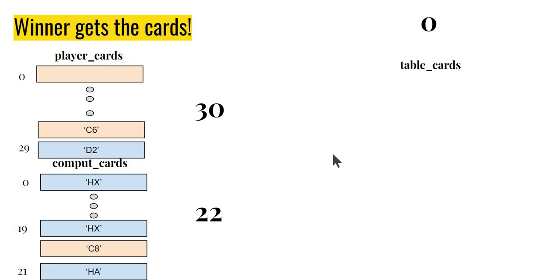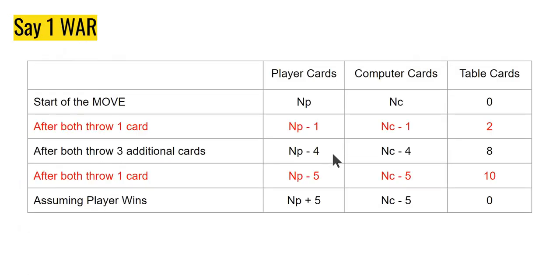Now, if I were to summarize this in a single table, and this is quite interesting actually, requires a little bit of thinking, but very logical. Let's say before a move, my player had NP cards, computer had NC cards. Again, remember at the start of the move, table cards must be 0. Player and computer both throw one card each, so both end up with NP minus 1 and NC minus 1 respectively. Table cards is now 2. What that means is that once I throw 3 additional cards, I'll end up with NP minus 4, NC minus 4. You can put in values for NP and NC to confirm.